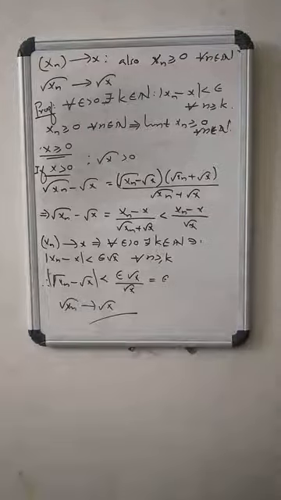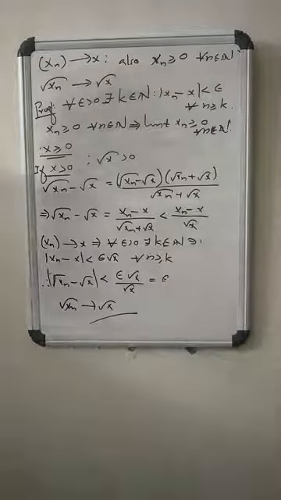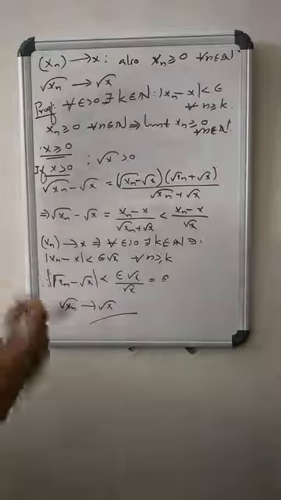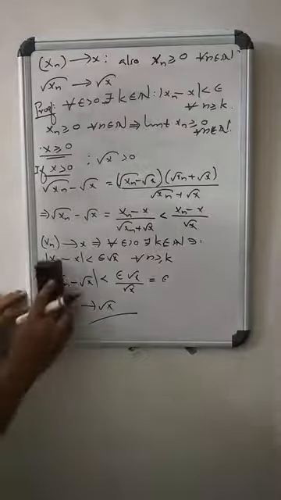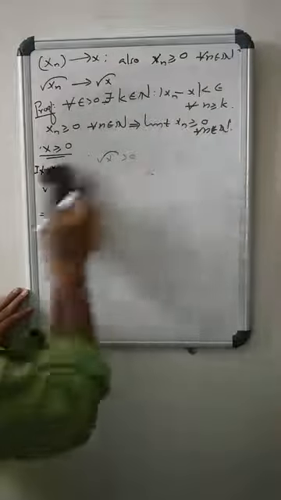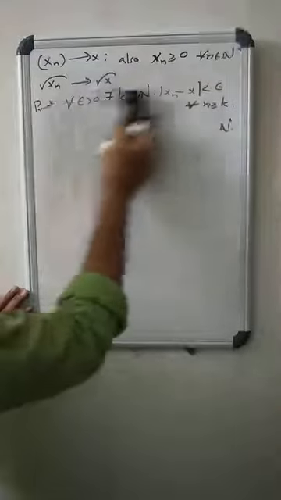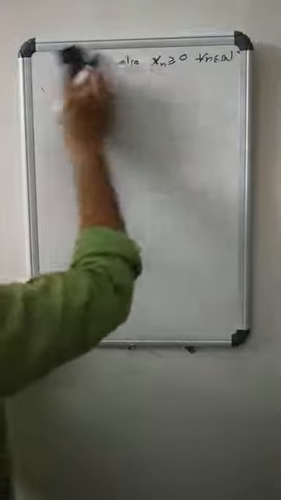That is, let xn be a sequence of real numbers. If xn converges to x, then root xn converges to root x. Okay. Now, by using these arguments, we consider some problems.